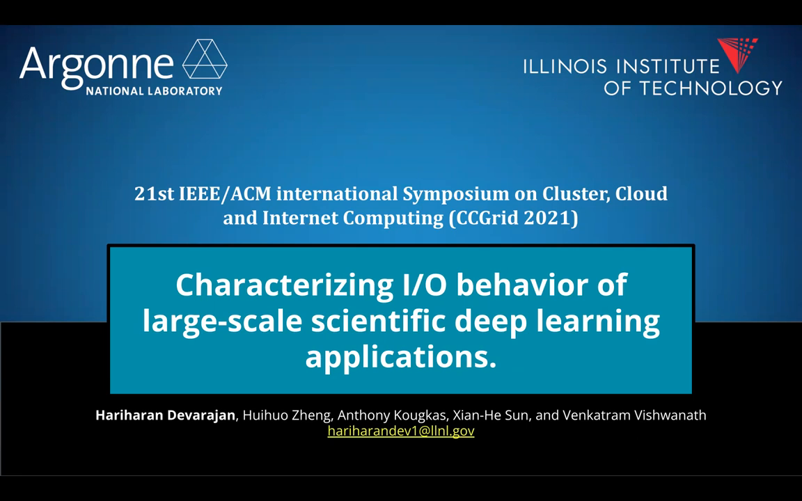So I decided on this talk because I think it's kind of interesting. We have been trying to do characterization of IO behavior for our simulations and different kinds of applications throughout time. And now with all these scientific deep learning applications, it was kind of a needed step to figure out how these work at large scale, what their IO needs are, and so on. This work was done as part of a collaboration between Argonne and IIT Chicago during my PhD thesis. So yeah, let's get started.